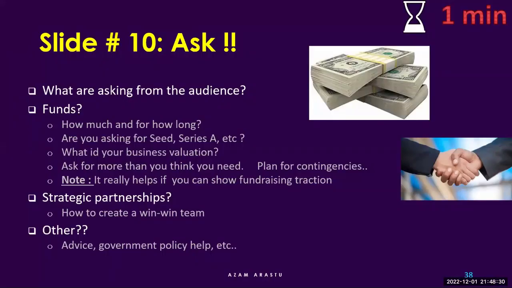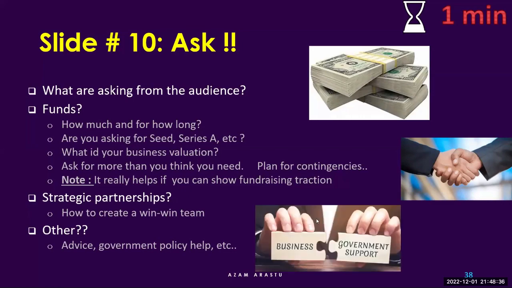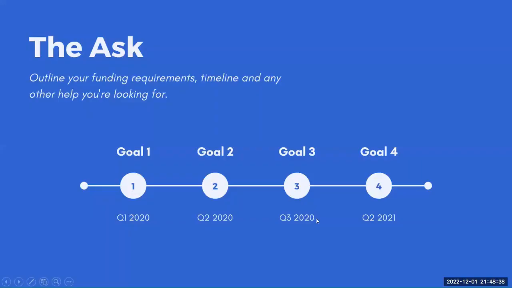Okay, going back to the ask. Let me go through a couple of things here. Sorry, I got disturbed by this. So basically for an ask, you need to show what your goals are: goal one, goal two, goal three, and the time scale. What are you asking for and how? What goals are you going to meet based on what you're asking for? For example, if asking for $1 million, how am I going to use that $1 million, and what goals am I going to achieve?